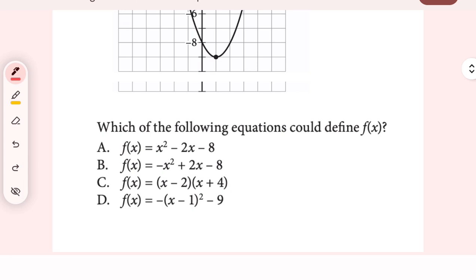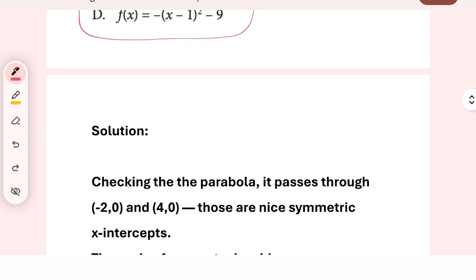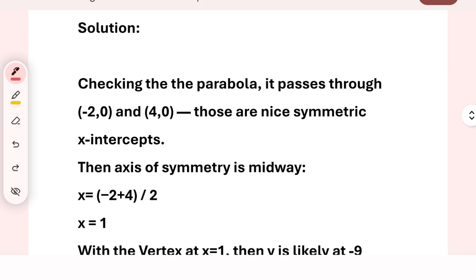So which of these four choices do you think will define f of x? Before we pick which one of these four, we will first analyze the graph. Again, if we check the parabola, it passes through these coordinates: x equal to -2 and y equal to 0, and it also passes through another point which has x equal to 4 and y equal to 0. So these are actually x-intercepts.